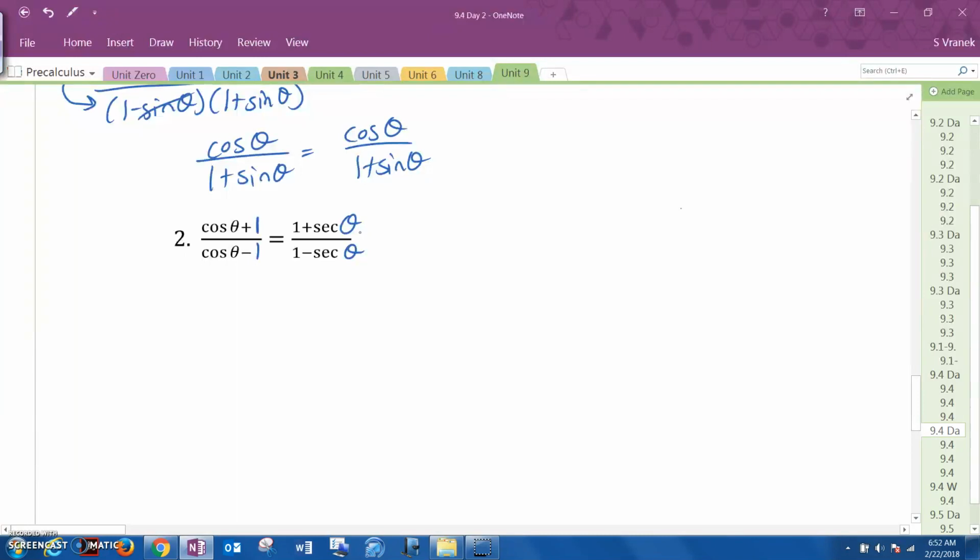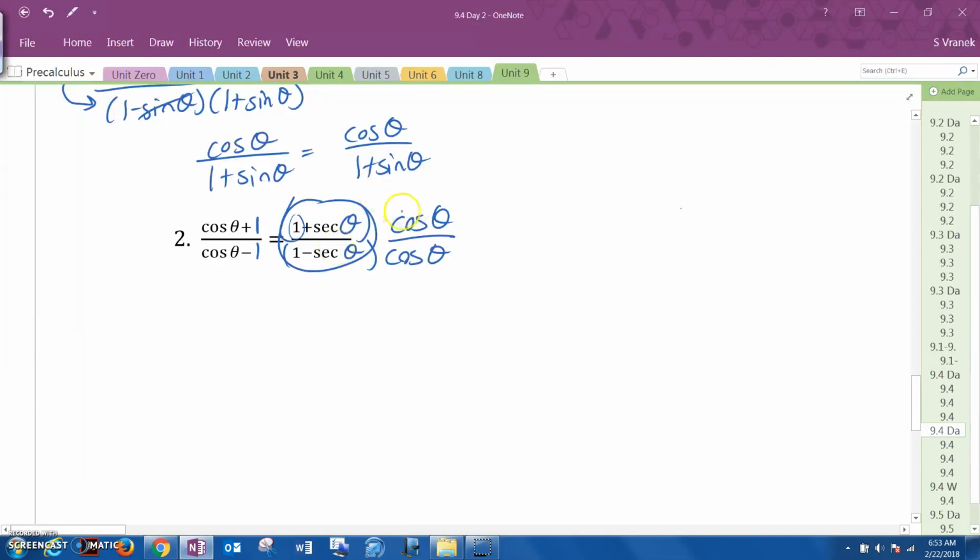But here's what you have to recognize. I want a 1 here, and I want a secant here. Actually, you know what? Let's work this side. We never work the right side. So if I'm working this side, I look at the left side, I want a cosine theta in this spot. So the best way to do that would be to multiply this whole thing by cosine theta. And if you do that, you have to multiply by cosine theta on the bottom.